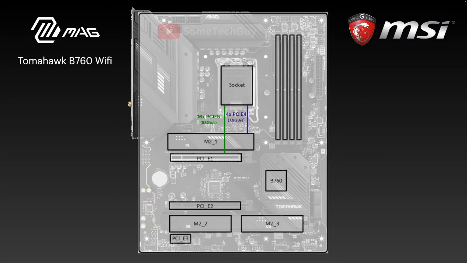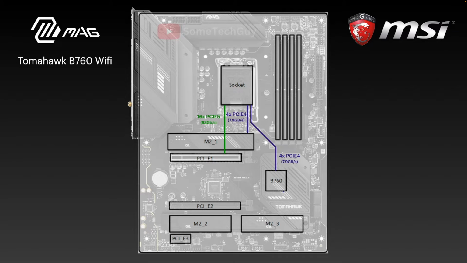Next, we see the connectivity from the socket to the B760 chipset itself, and this is provided over a 4x DMI4 connection, meaning 4 PCIe 4 lanes are available for a total of just under 8GB per second bidirectionally between the chipset and the socket. And this is the same as the B660 chipset from Alder Lake, and it's also the same bandwidth as the AMD AM5 architecture provides, and would be shared by all resources connected via the chipset to talk to the CPU.